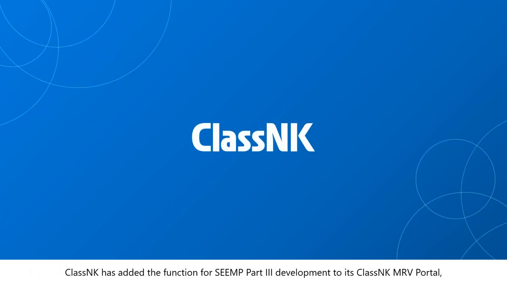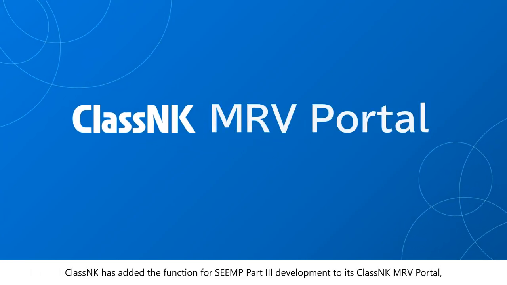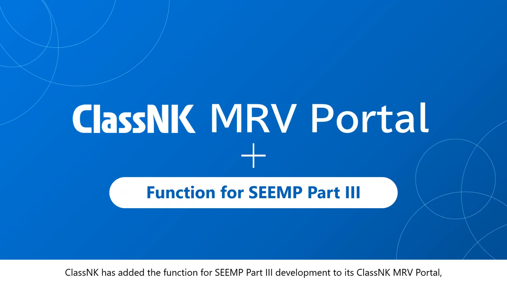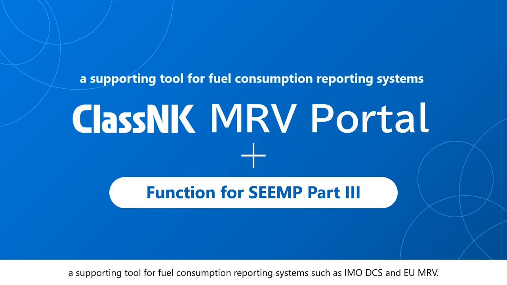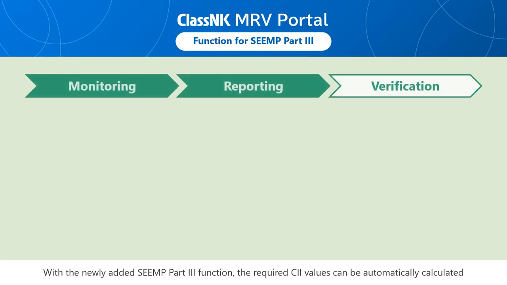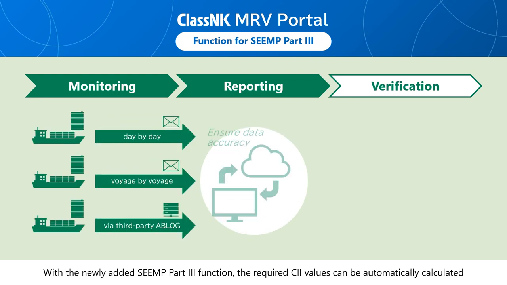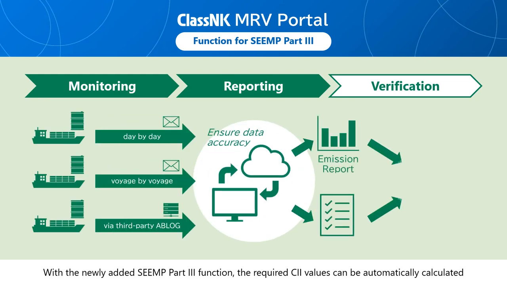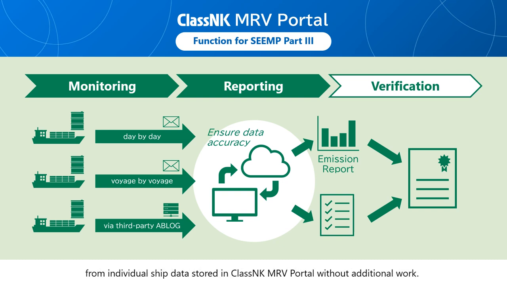ClassNK has added the function for SEEMP Part III development to its ClassNK MRV Portal, a supporting tool for fuel consumption reporting systems such as IMO DCS and EU MRV. With the newly added SEEMP Part III function, the required CII values can be automatically calculated from individual ship data stored in ClassNK MRV Portal without additional work.